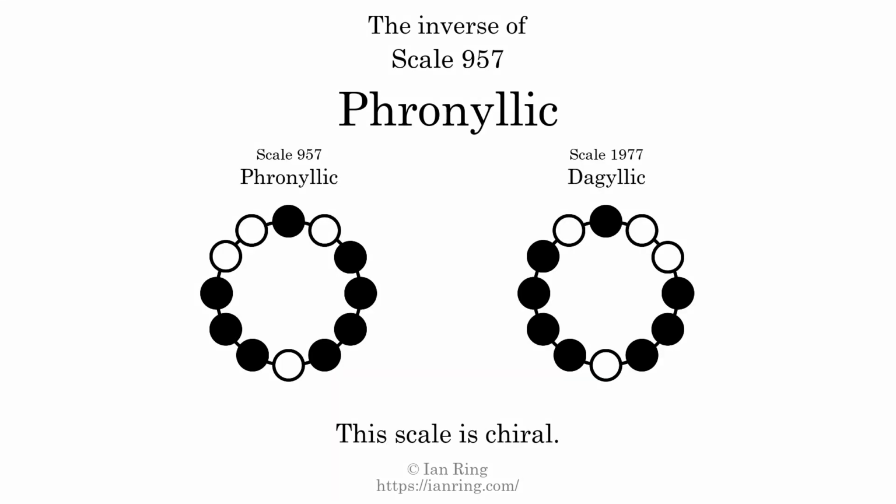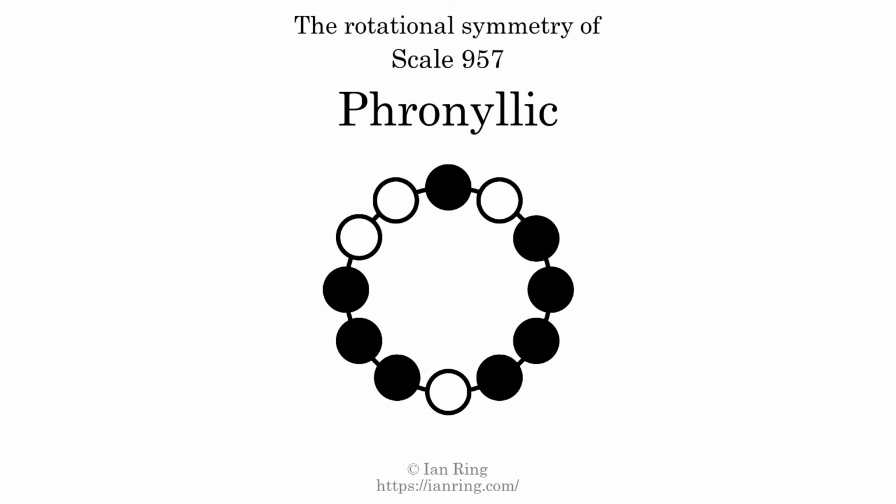The inverse of a scale is a mirror image. It is what you get when the sequence of intervals is reversed. The inverse of this scale is scale 1977, also known as Digilic. This scale is chiral. It cannot transform into its inverse by rotational transformation. This scale has no rotational symmetry.